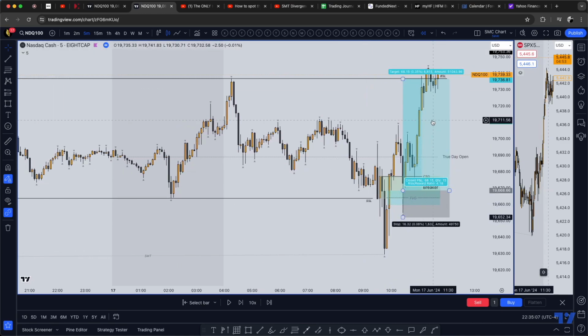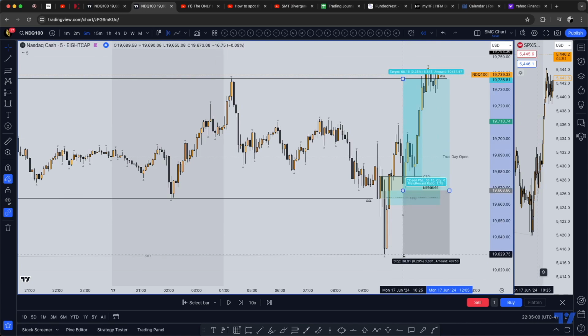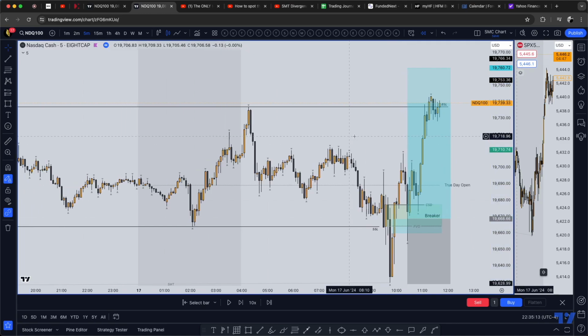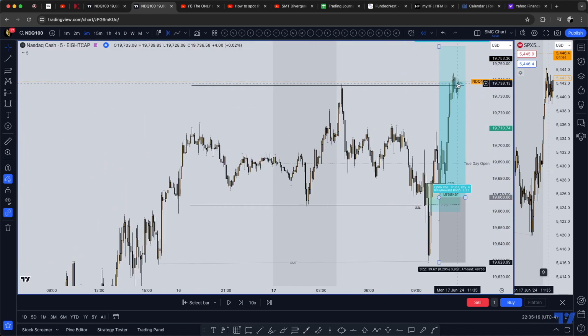So you can have a better risk to reward if you want to. But if you're okay just going with that and going for a 1 to 2 risk to reward, that's fine. But normally, I like to target that high.